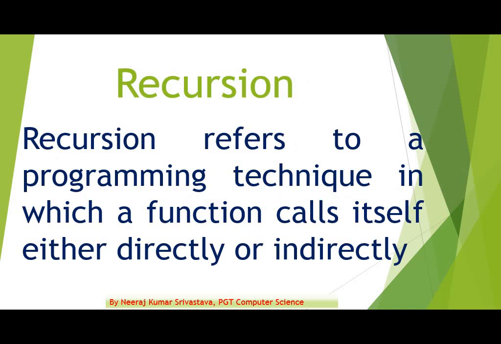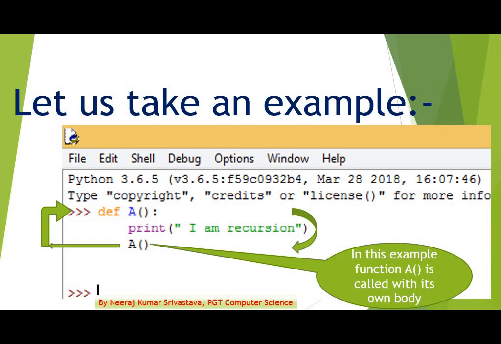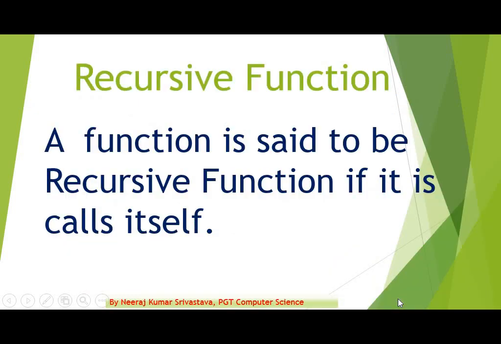What is recursion? Recursion is basically a programming technique in which a function calls itself either directly or indirectly. Let us take an example. There is a function A which calls function A itself in its own body. A function calling itself in its own body is called recursion. A function is said to be a recursive function if it calls itself.